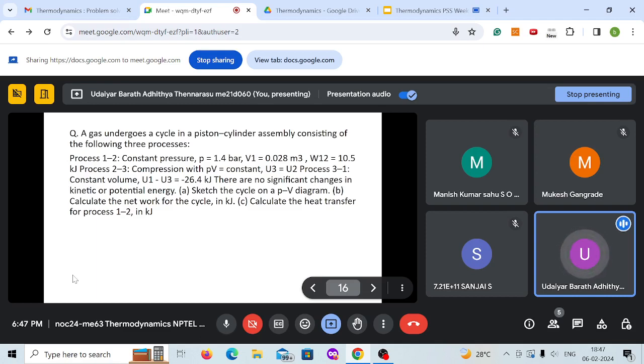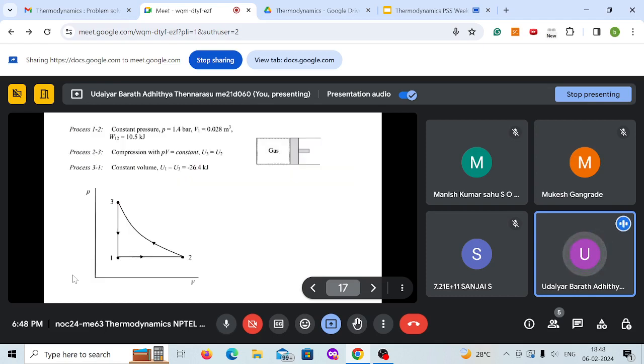Then process 3-1 is a constant volume process, and they are saying that the internal energy change is minus 26.4 kilojoules. They are saying that there are no significant changes in kinetic and potential energy, so you can neglect kinetic and potential energy change of the system. Then sketch the cycle on a PV diagram. Then part B is to calculate the net work for the cycle, just like the previous one, and calculate the heat transfer for process 1-2. So you have to find the net work done and the heat transfer happening in process 1-2.